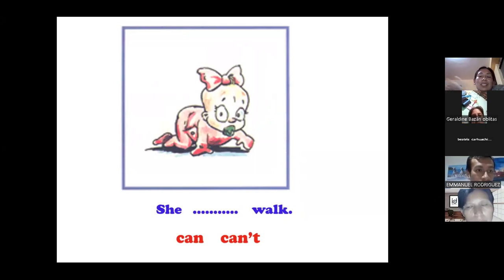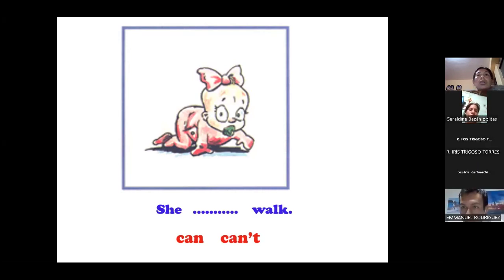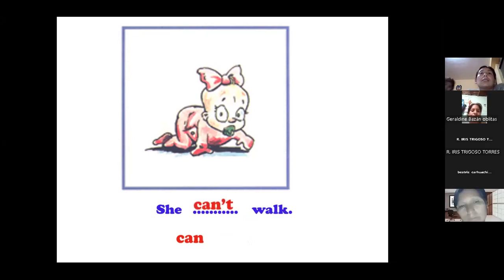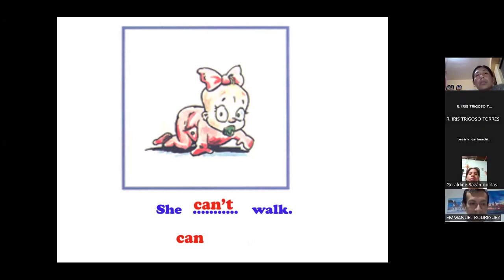Another volunteer to complete this sentence according to this slide using modal verbs. Geraldine Bazán Oblitas. She can't walk. Okay, can't walk. La L no se pronuncia, walk. Okay, thank you. Next slide.